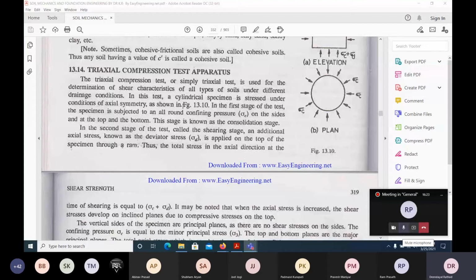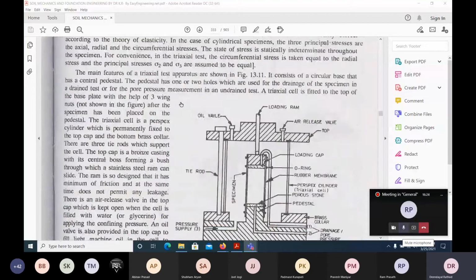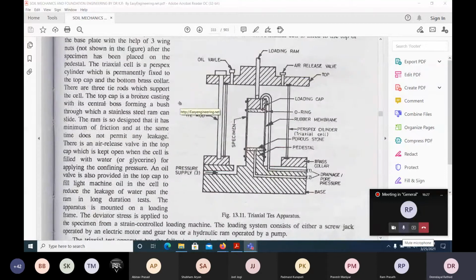So likewise, we can conduct this triaxial test, and again, what is the aim? Again, we can draw the Mohr circle. That's our ultimate aim, right? The failure envelope and so on. Because we know sigma 1, we know sigma 3, we can draw the Mohr-Coulomb envelope, okay.